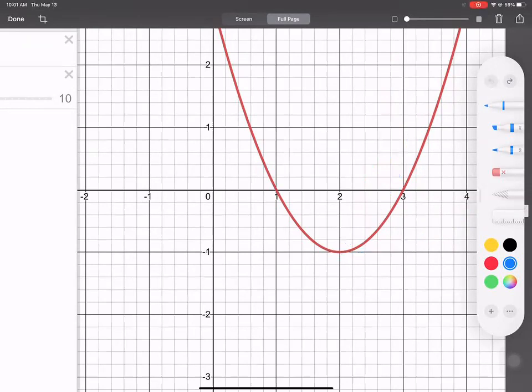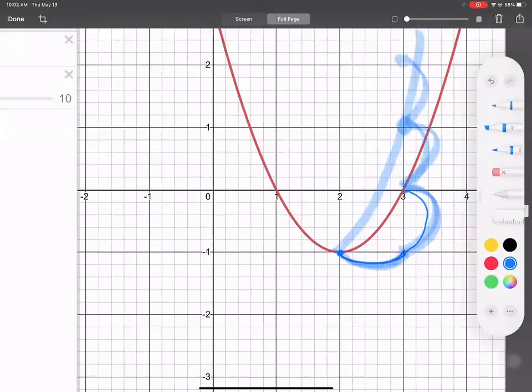So when A is 1, one step over means one step up. But if A is 2, it's one step over, and we're going to take 2 steps up. It's going to be even more narrow. If A was 3, one step over, 1, 2, 3 steps up. Going the same way on the other side, one step over, one step up.